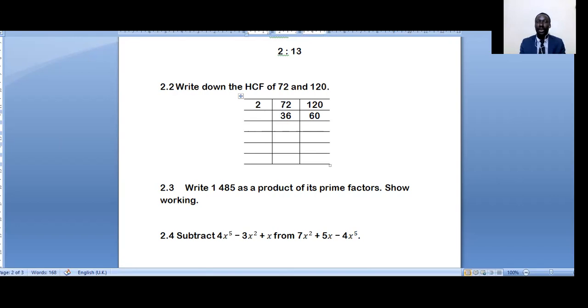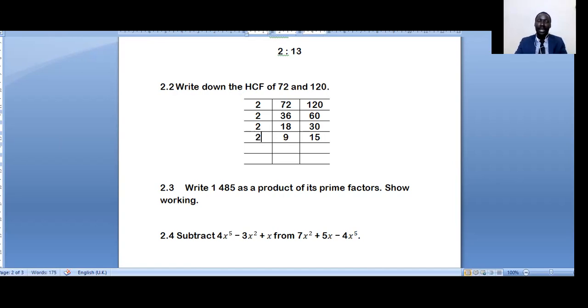Now, can we try again with the 2? Can 2 divide 36? Yes, 2 can divide 36 to give us 18. Can 2 divide 60? Yes, to get 30. Then we again check with 2. Can 2 divide 18? Yes, that will give us 9. Then can 2 divide 30? Yes, to give us 15. Well, again with the 2, can 2 divide 9?